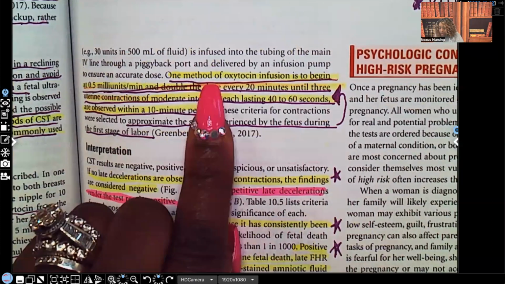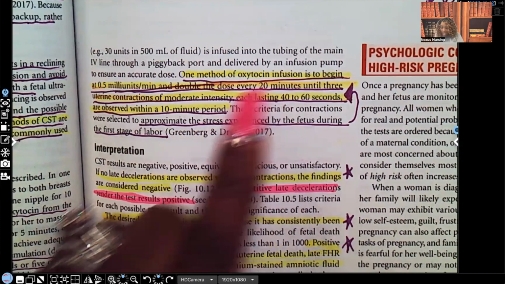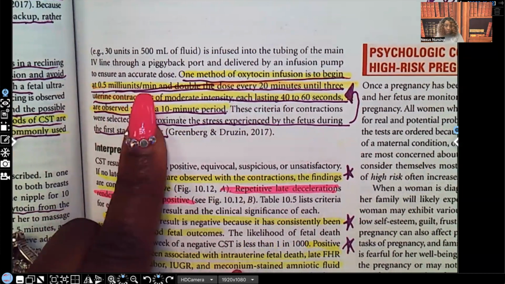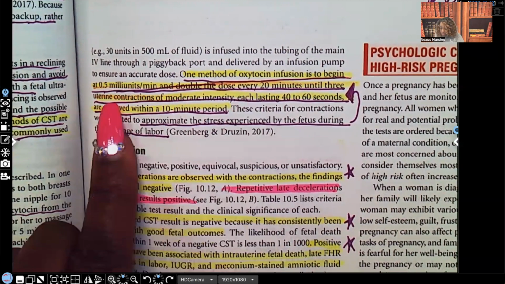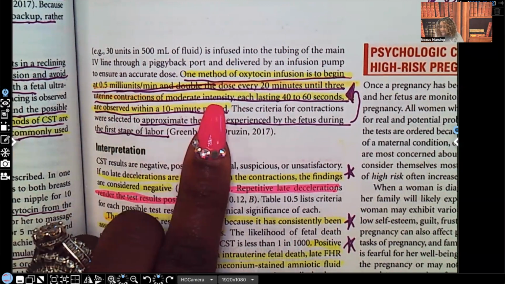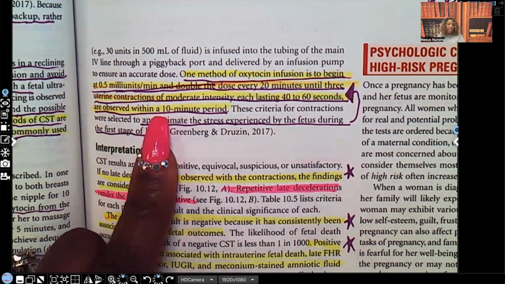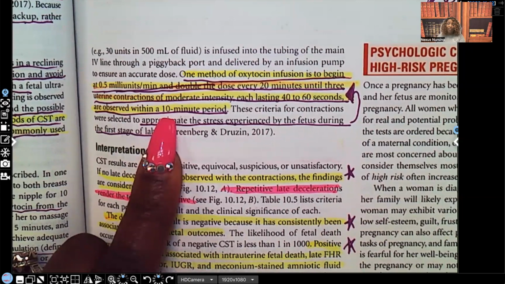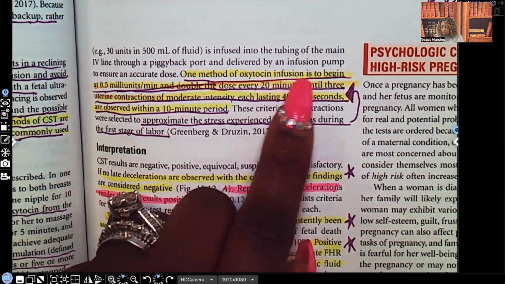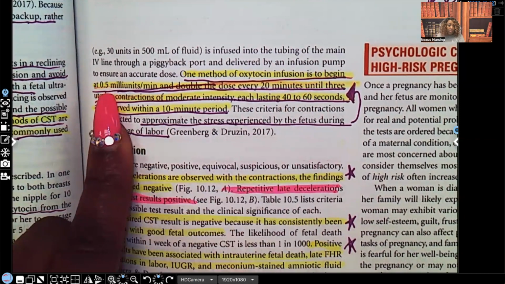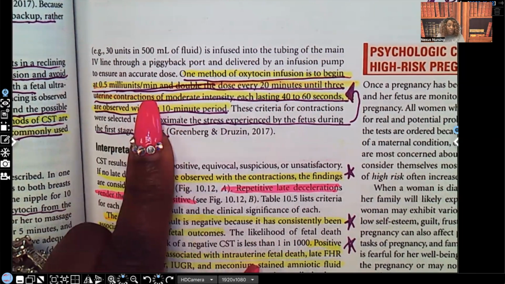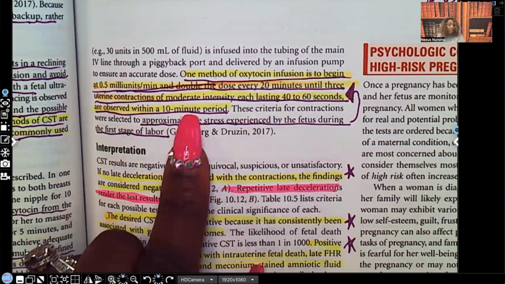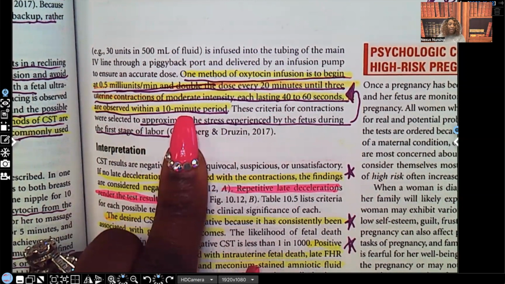One method of oxytocin infusion is to begin at 0.5 milliunits per minute and double the dose every 20 minutes until 3 uterine contractions of moderate intensity lasting 40 to 60 seconds are observed in a 10-minute period. That's a mouthful, but you have to know it. Don't shoot the messenger. Again, we're going to give them 0.5 milliunits per minute, and double that dose every 20 minutes until we get 3 uterine contractions of moderate intensity, lasting between 40 to 60 seconds, all within a 10-minute time span.